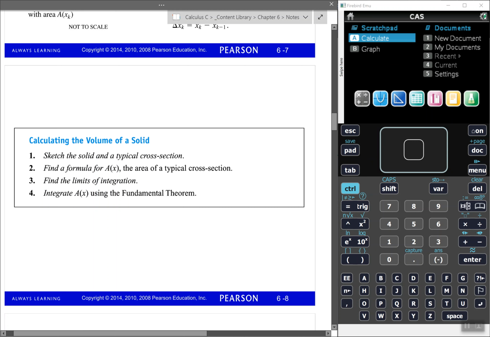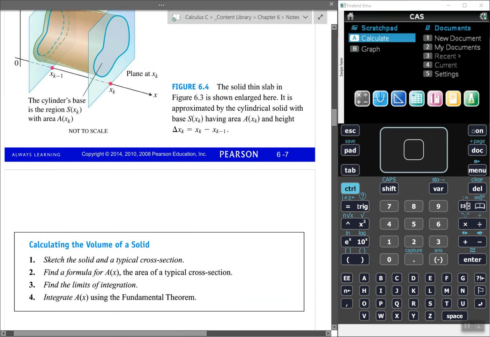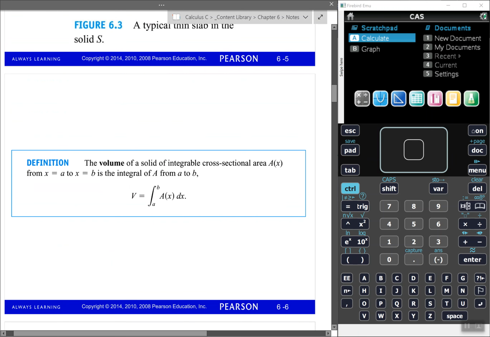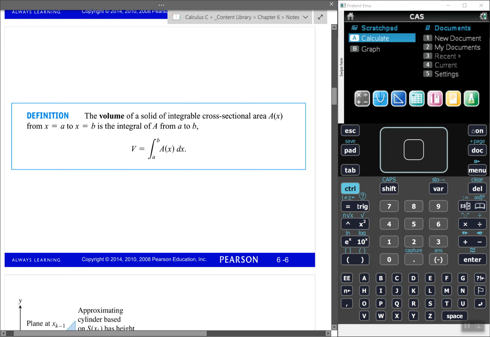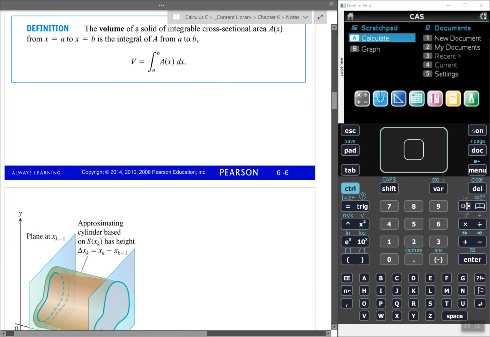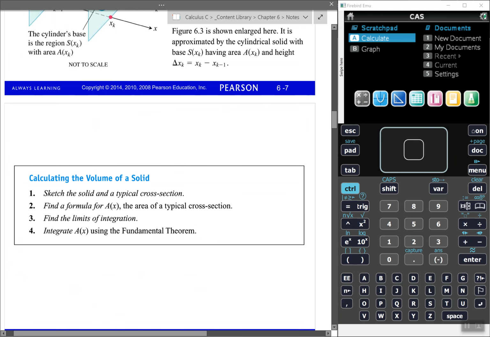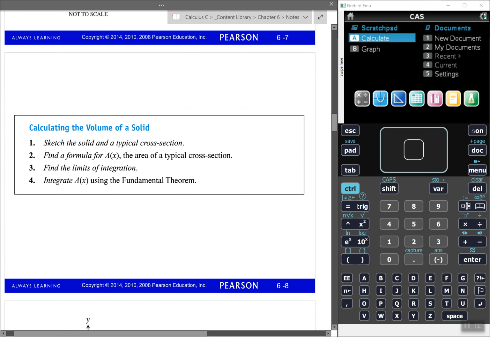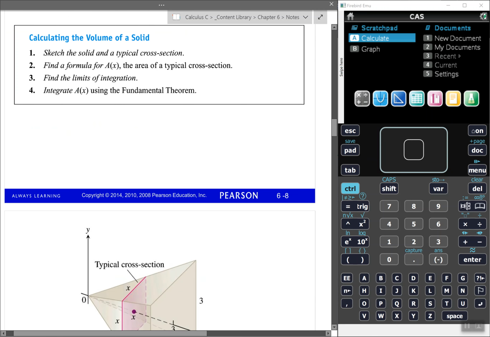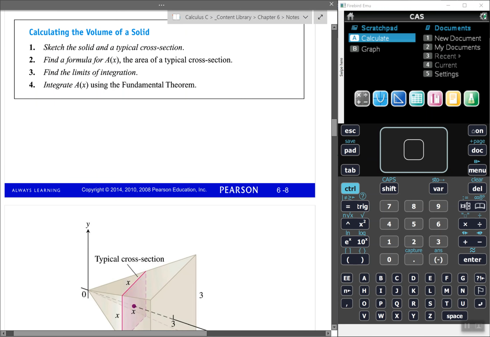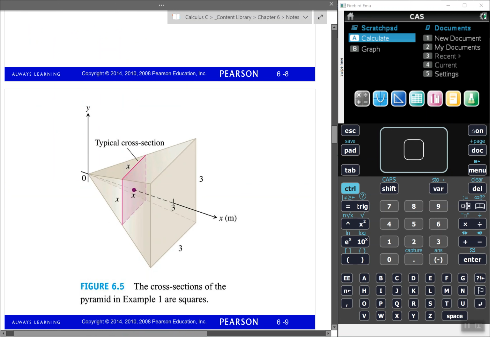Then we want to find the limits of integration. Those are going to be off the axis that you're integrating. So the formula that they gave us here, we're integrating area as a function of x, so that is from x equals a to x equals b. We want to get those limits of integration from the axes. And then we are going to actually do the integrating with the fundamental theorem. What they meant to write there when they said fundamental theorem is calculator. So we're going to use the calculator to find all of these integrals.